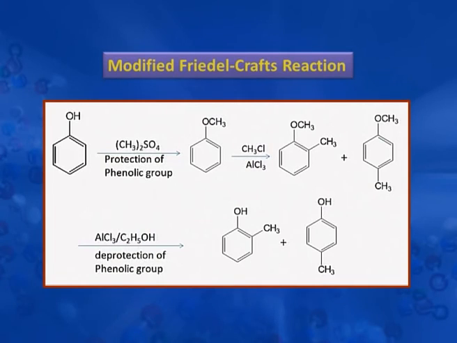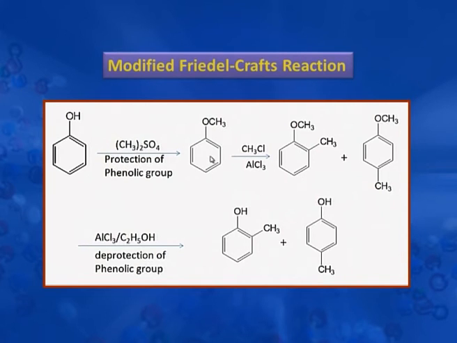But what do we do if we want to carry out the reaction? Here you can see, first of all we protect the hydroxy group by reacting it with dimethyl sulfate, converting it into its methyl ether, and then we carry out the Friedel-Crafts alkylation. This reaction we have already done. The treatment of phenol with dimethyl sulfate generates methoxybenzene, which is a methyl ether of phenol, and in this way we are protecting the phenolic group.